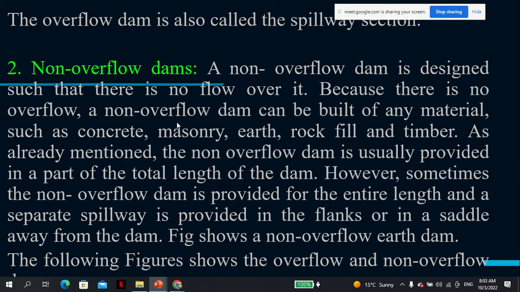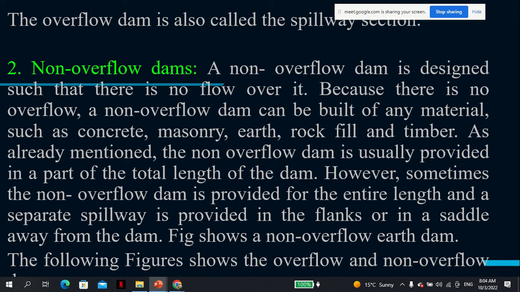Because there is no overflow, a non-overflow dam can be built of any material such as concrete, masonry, earth, rock fill and timber. As already mentioned, the non-overflow dam is usually provided in a part of the total length of the dam. However, sometimes the non-overflow dam is provided for the entire length, and a separate spillway is provided in flanks or in a saddle away from the dam. There's a figure that shows this clearly.